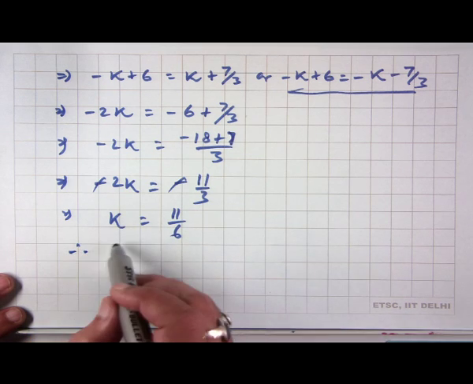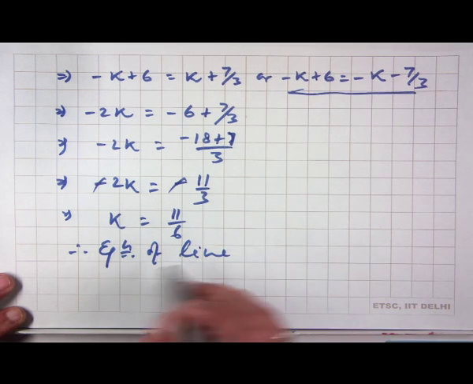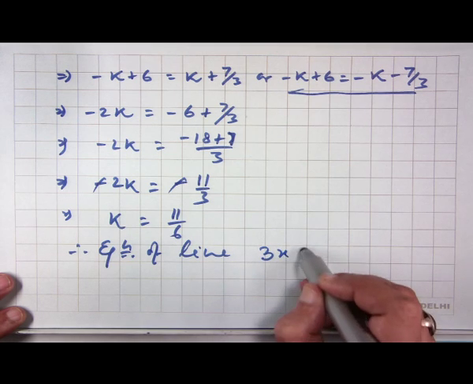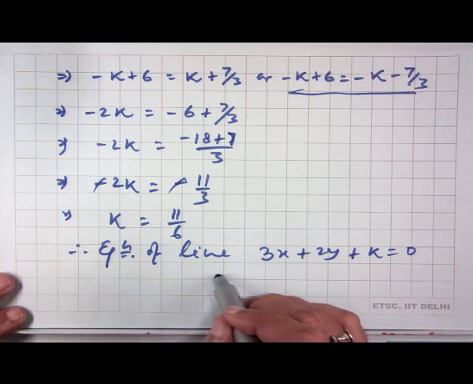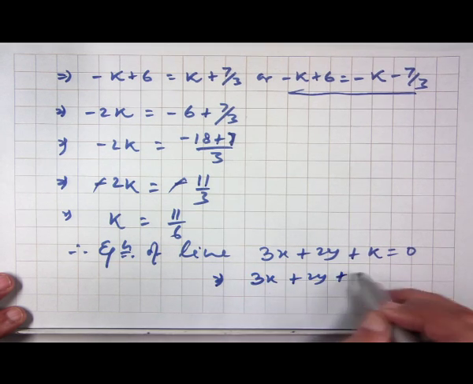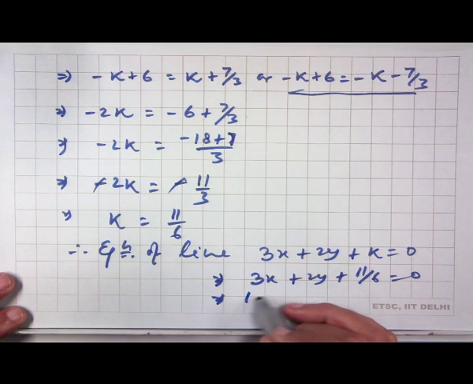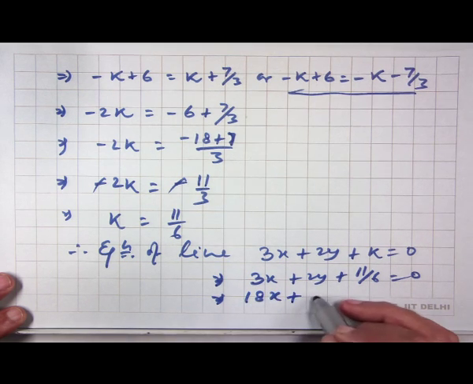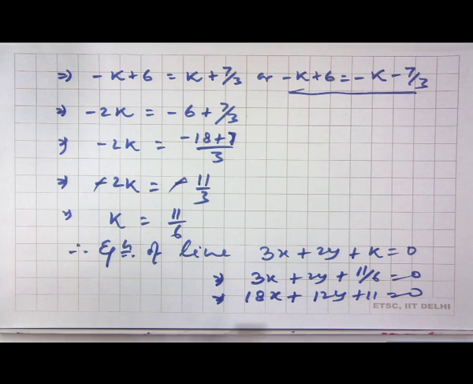So the equation of line 3x + 2y + k = 0 means 3x + 2y + 11/6 = 0, which means 18x + 12y + 11 = 0 will be the line which is equidistant from the given two lines.